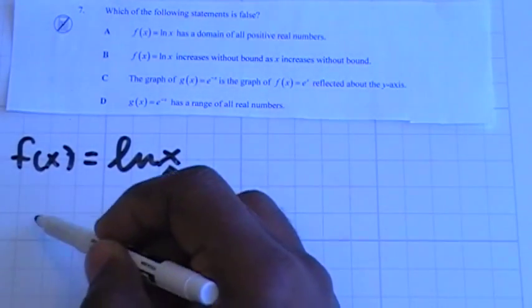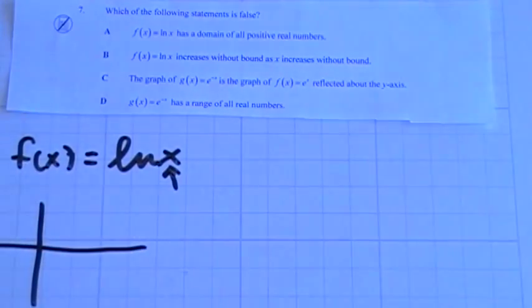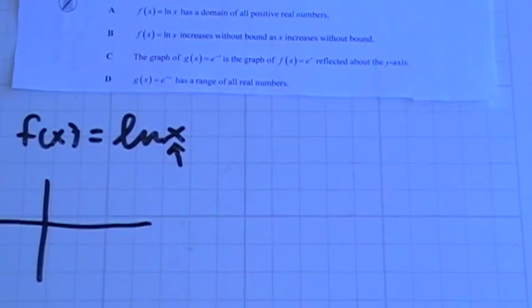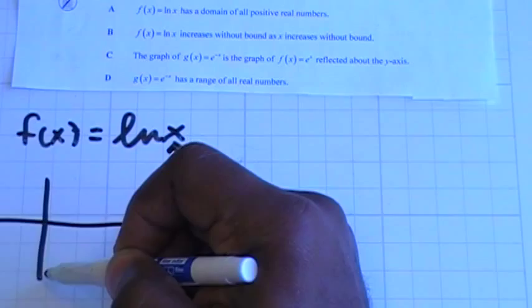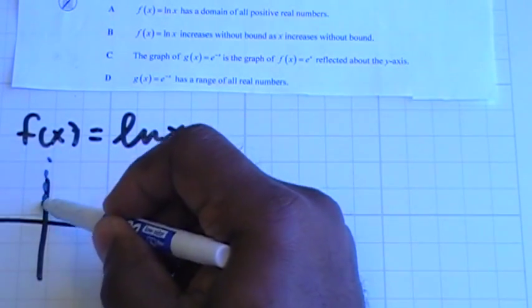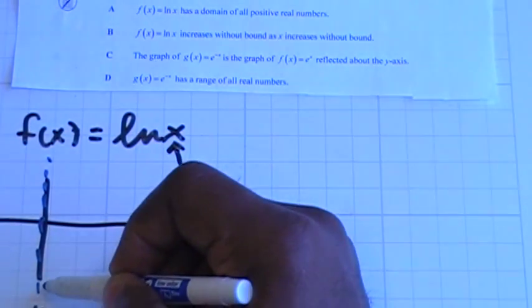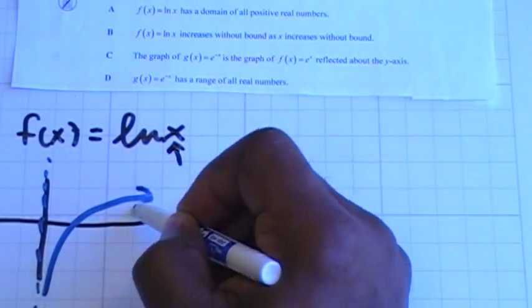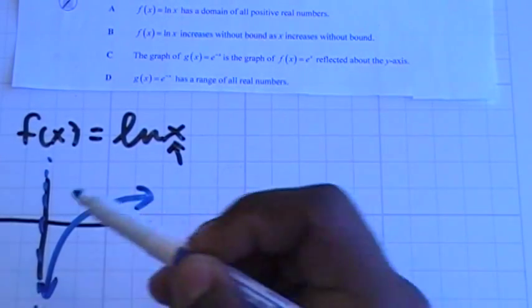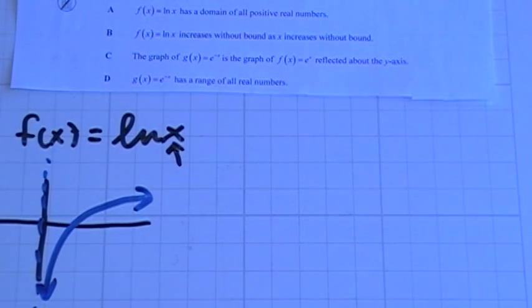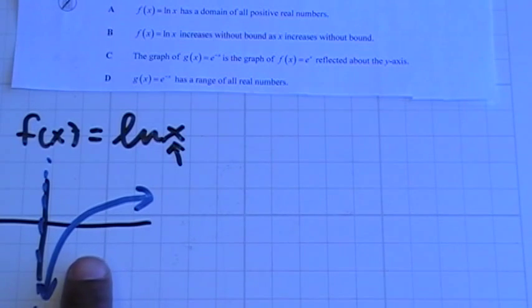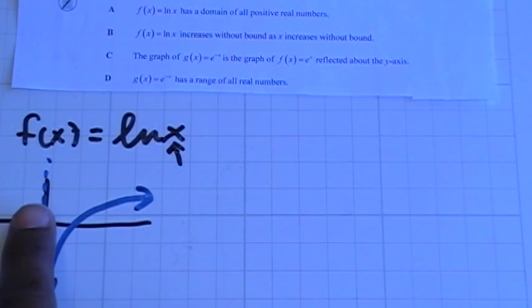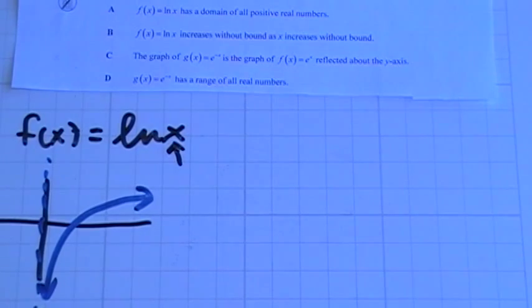If you want to look at the graph of this, a quick sketch. You should know what the natural log of x kind of looks like. In this case, we at least know that there's an asymptote at x is equal to 0, and the graph is going to go in this fashion. That's one of the things you need to know about logs. It has a vertical asymptote, and so in this case, the domain is x is greater than 0.